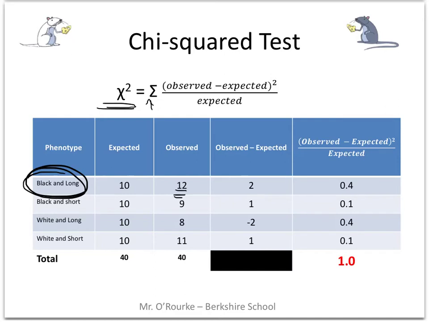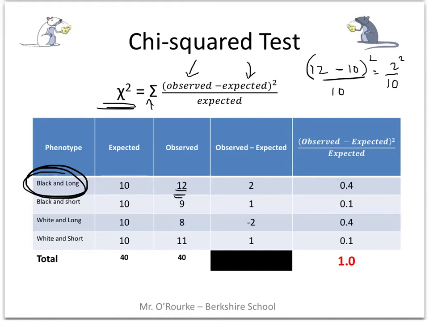How can I make this into a chi-squared statistic? Well, the first thing I need to do is write down the observed and the expected. In this case, the observed was 12, the expected was 10. I subtract the two, take the square of that, and divide by the number that I expected initially. So that's a nice easy number. In this case, it's just 2 squared over 10, or 4 over 10, or 0.4.